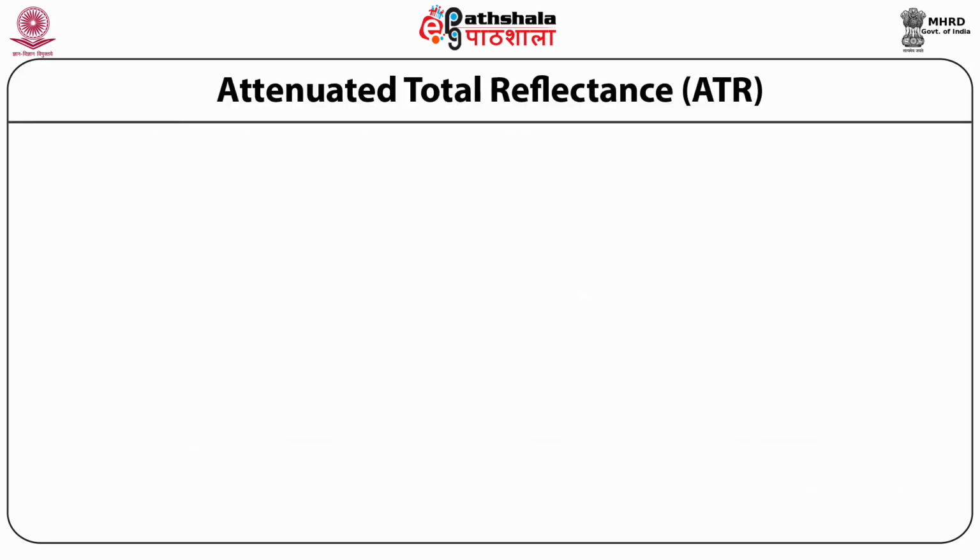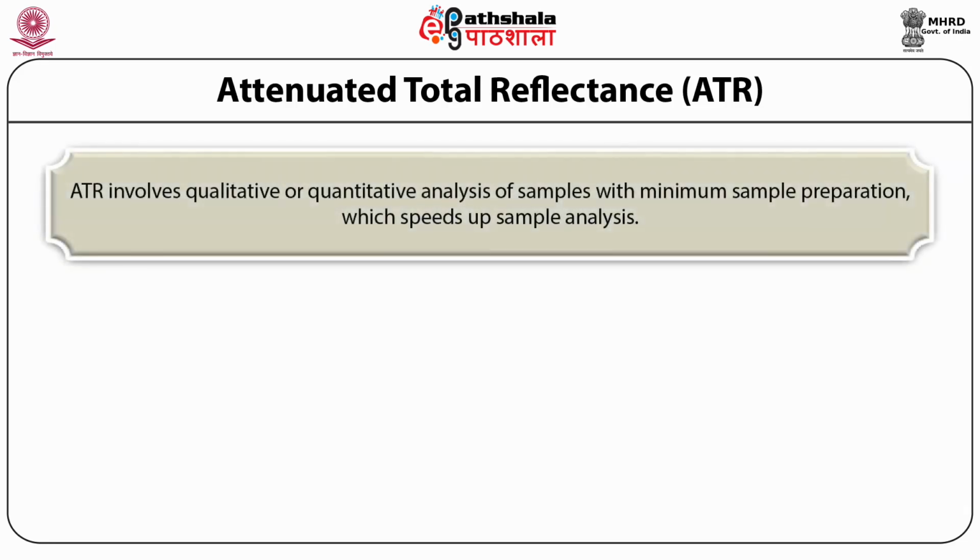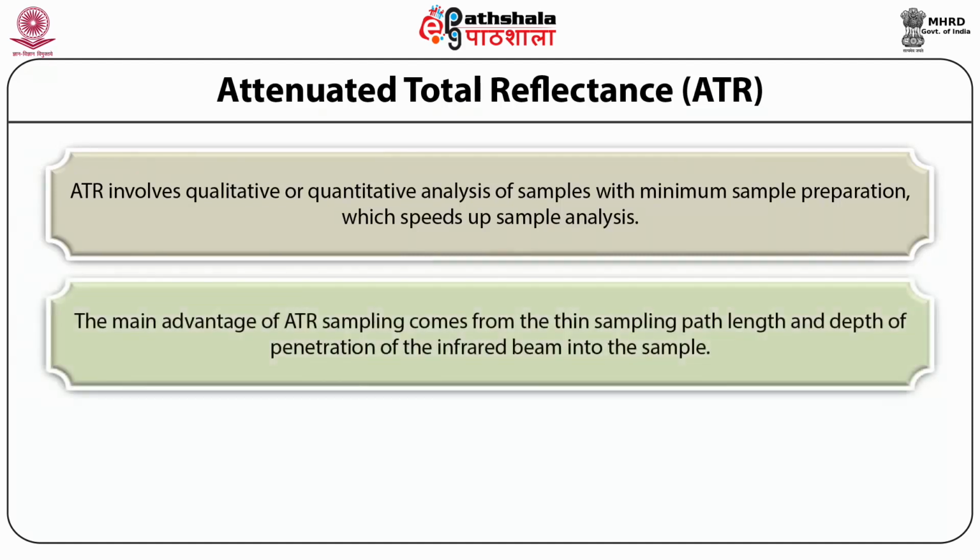Attenuated total reflectance, ATR, is the most extensively used FTIR sampling technique nowadays. ATR involves qualitative or quantitative analysis of samples with minimum sample preparation, which speeds up sample analysis. The main advantage of ATR sampling comes from the thin sampling path length and depth of penetration of the infrared beam into the sample.